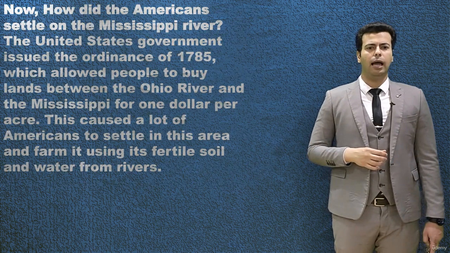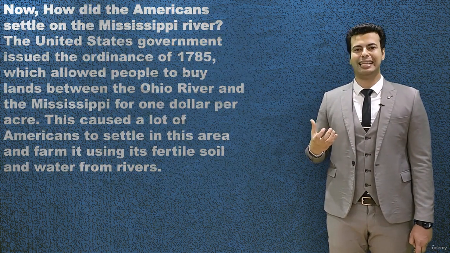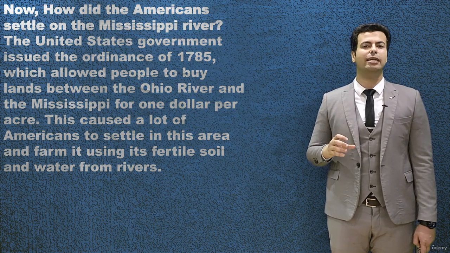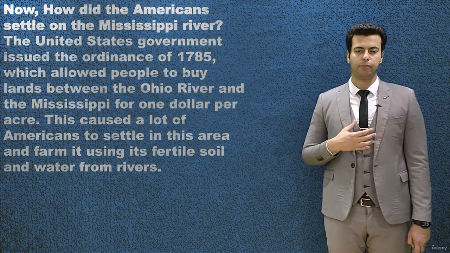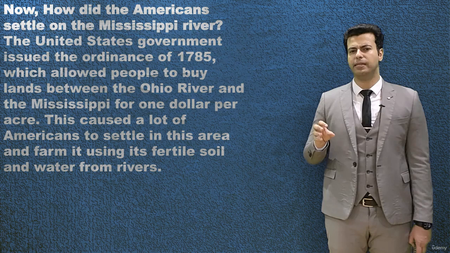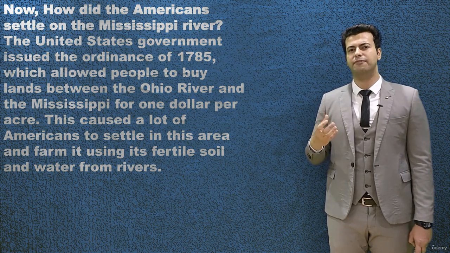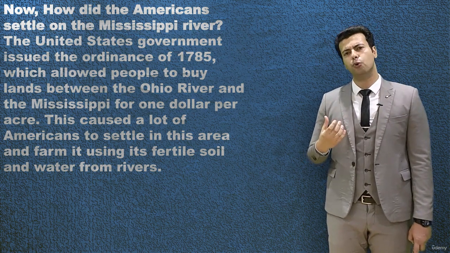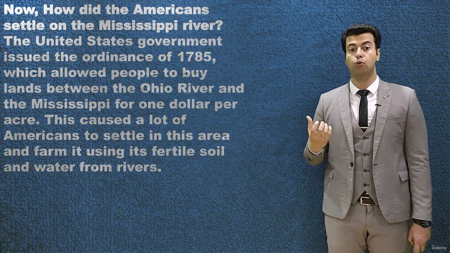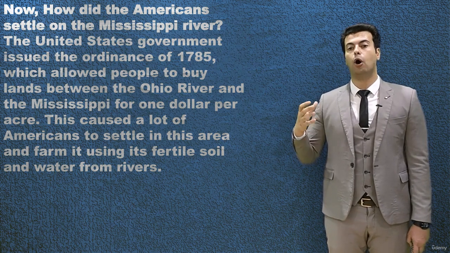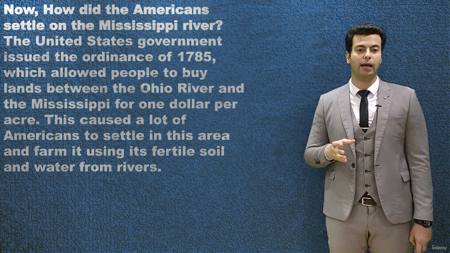Now, how did the Americans settle on the Mississippi River? The United States government issued the Ordinance of 1785. This ordinance allowed people to buy lands between the Ohio River and the Mississippi for $1 per acre.